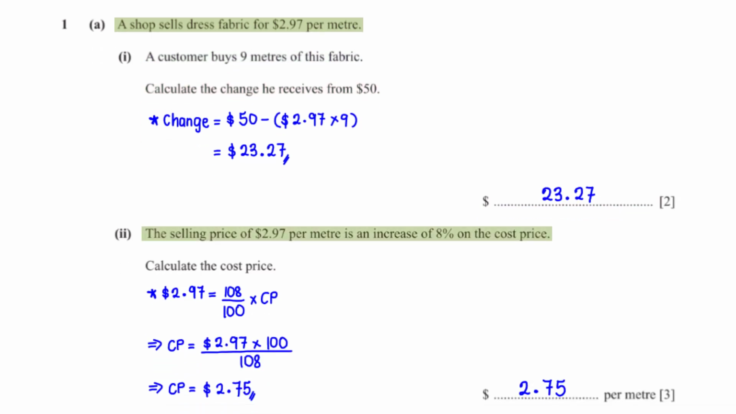The selling price of $2.97 per meter is an increase of 8% on the cost price. Calculate the cost price. We know that the selling price, which is $2.97, is equal to 100 plus 8%, which is 108% of the cost price. When we make the cost price the subject, this is what we have. When we type this into the calculator, we get $2.75.